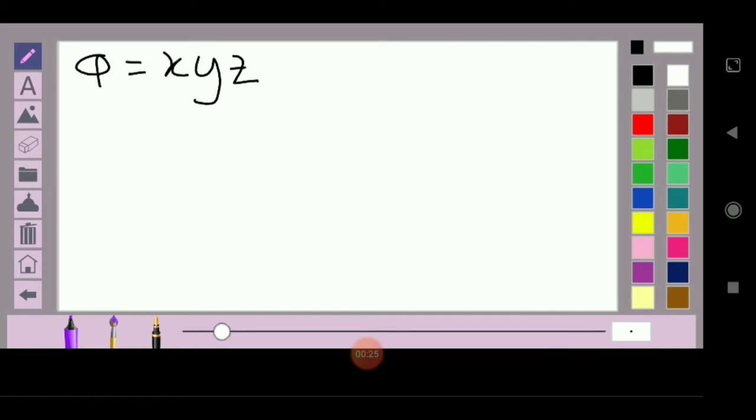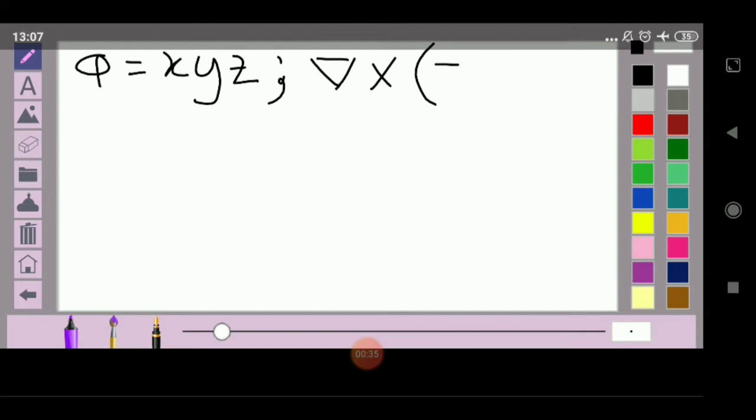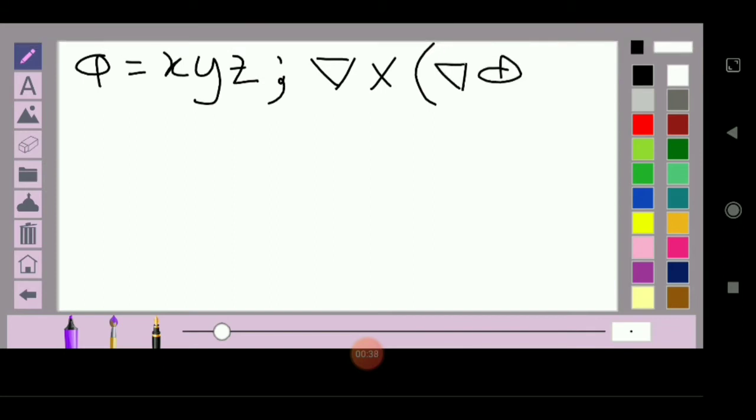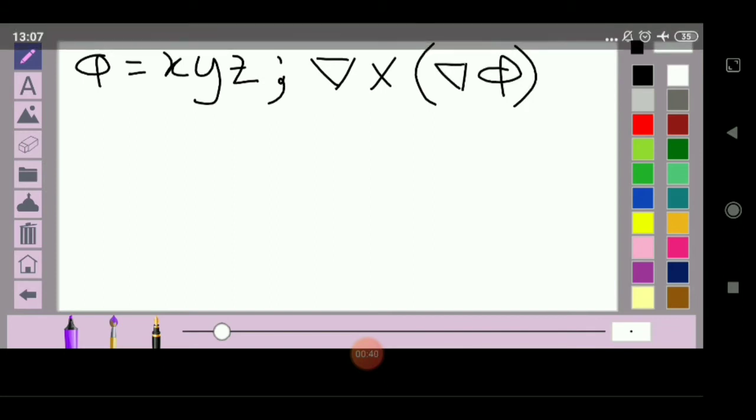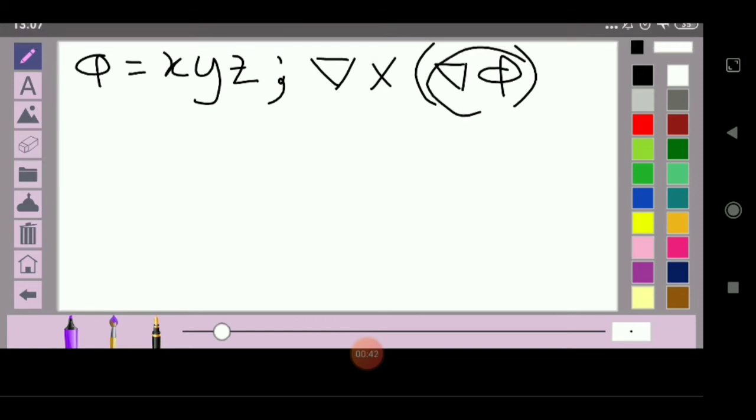So first we have to find out curl. Curl is the cross product of the del operator. Okay, curl of grad phi we have to perform here. So first we need to find out this one. First we will find out the grad phi.